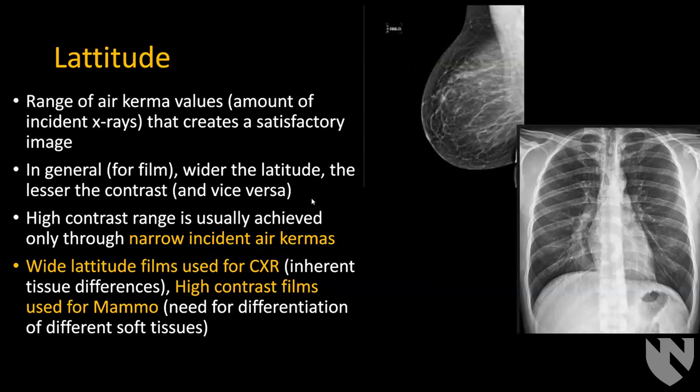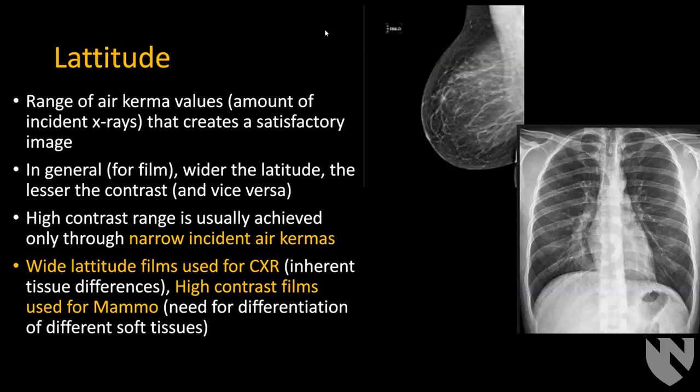Latitude is related to contrast in that it has to do with the range of radiation you can apply to a film and get satisfactory differences in contrast. Digital systems have much larger latitude than film systems. Depending on what you're trying to differentiate, if you're trying to differentiate really similar tissues like fat and stromal tissue in the breast, then you would want a narrower latitude. Whereas if you're trying to differentiate very different tissues like air in the lungs and soft tissues in the heart, then you would use a wider latitude film.